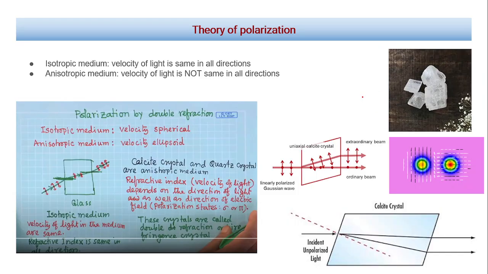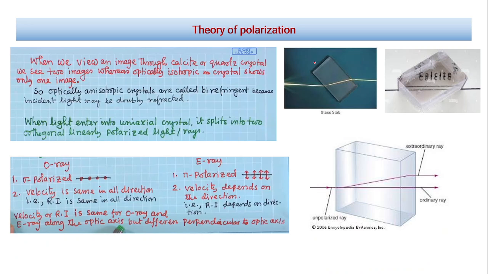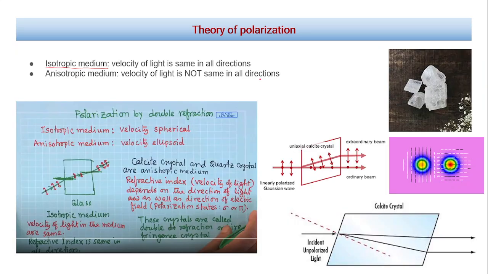Okay, let's come back here. So we have some sort of mediums, isotropic medium, where the velocity of light in that medium is the same in all directions. So if we have this glass, in whichever direction you pass this light, it will come out as single. But we have some other type of mediums which are anisotropic for the light.